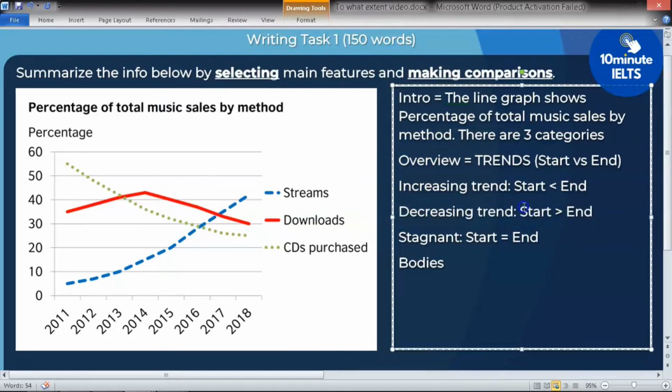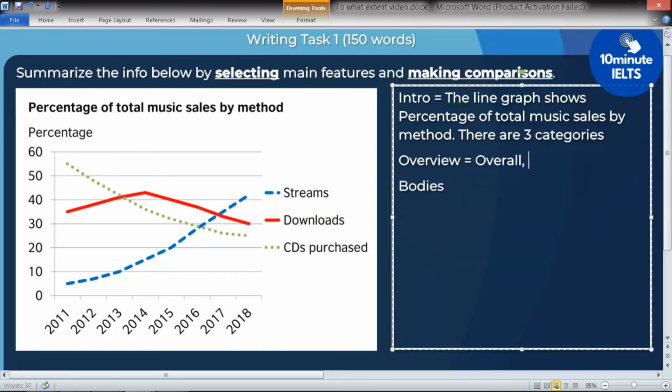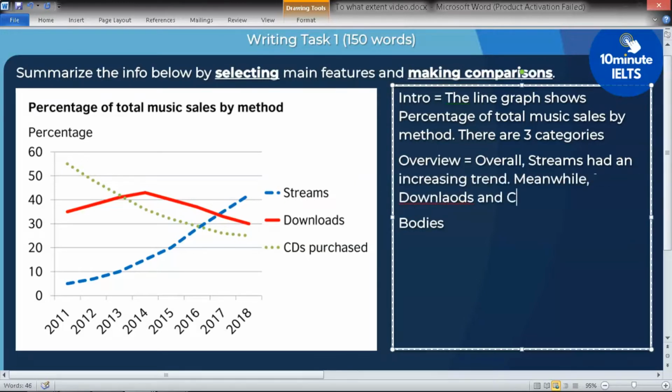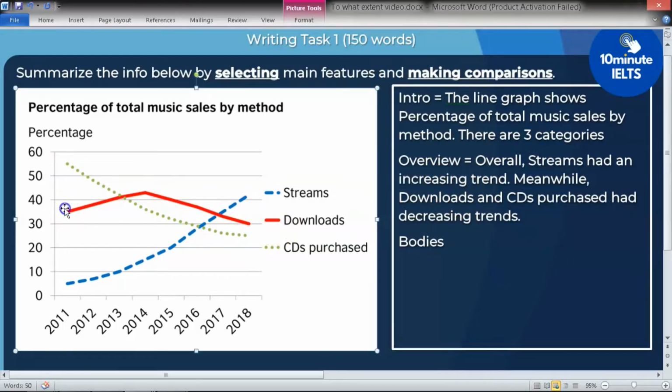Hope that's clear enough so that when we get to this, we could write our overview by saying overall streams had an increasing trend. Meanwhile, downloads and CDs purchased had decreasing trends. I hope I don't need to explain anymore how I got these trends. I think it was pretty clear that if the starting point is lower than the ending point, like in streams, then it is an increasing trend. If the starting point is higher than the ending point, like in downloads and CDs purchased, then it is a decreasing trend. And that's it. That's how you select main features. There's no need for figures yet.